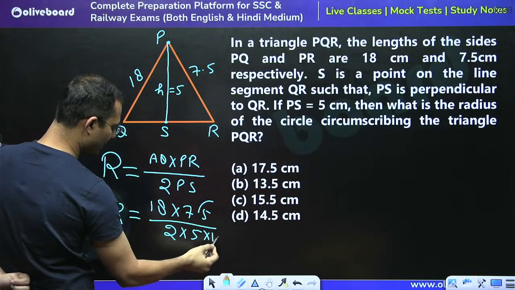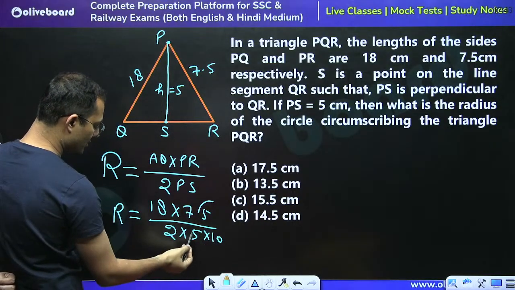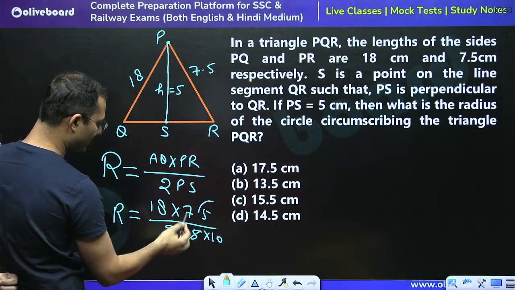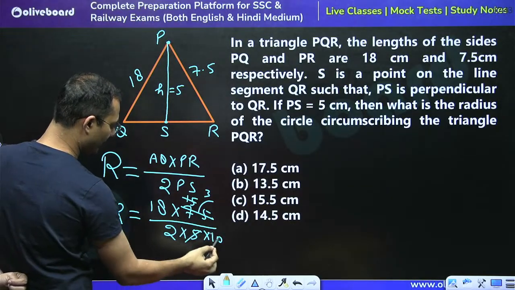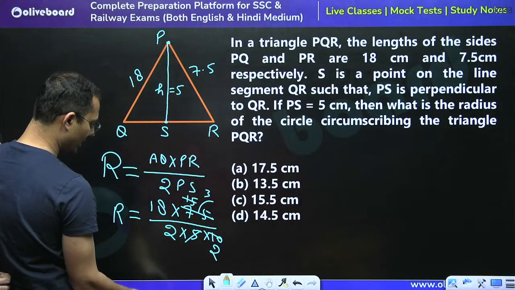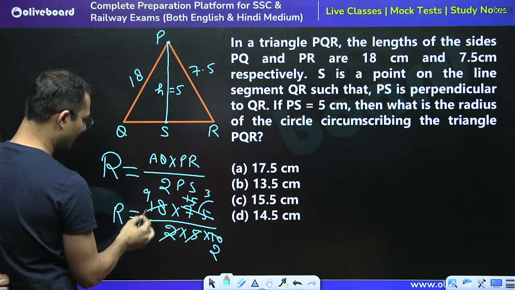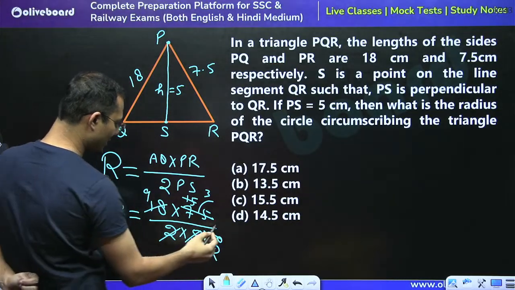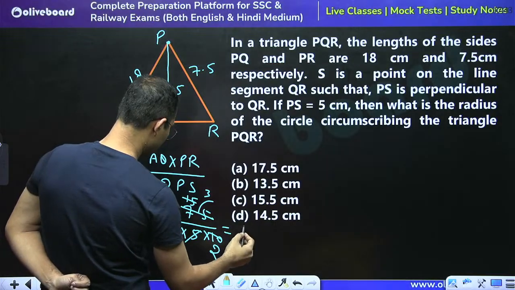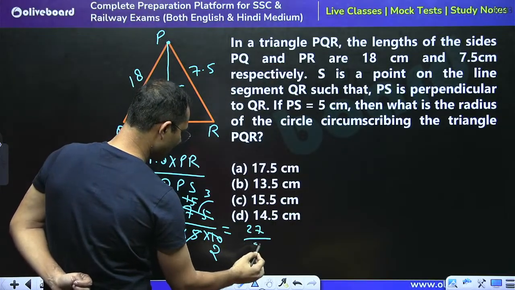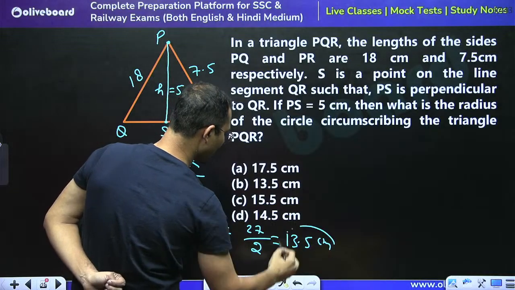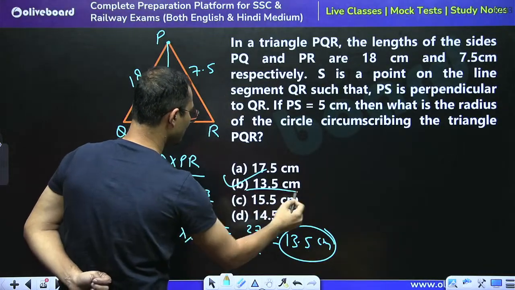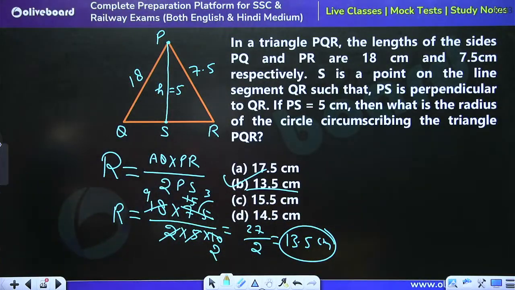So here you will get 10, so 5 into 10. By 5 it is 15 times, by 5 it is 3 times, by 5 it is 2 times, and by 2 it is 9 times. So we can say 9 into 3, 27 divided by 2, that is 13.5 centimeter is the right answer. So B part is the right answer. Very good question.